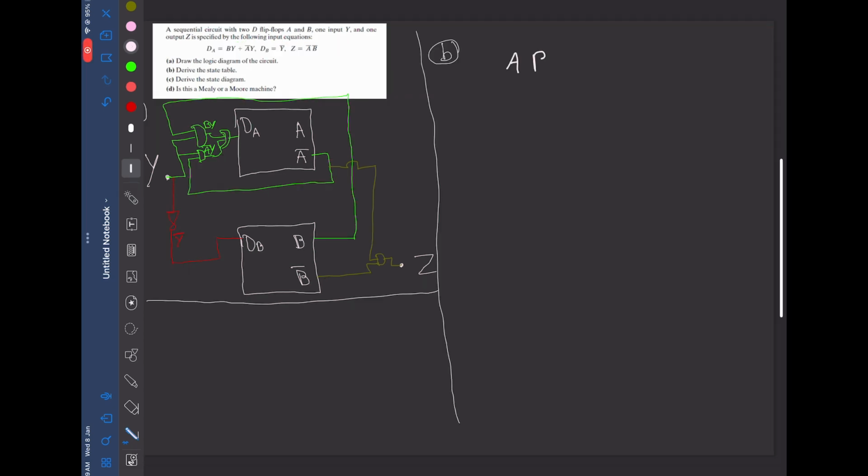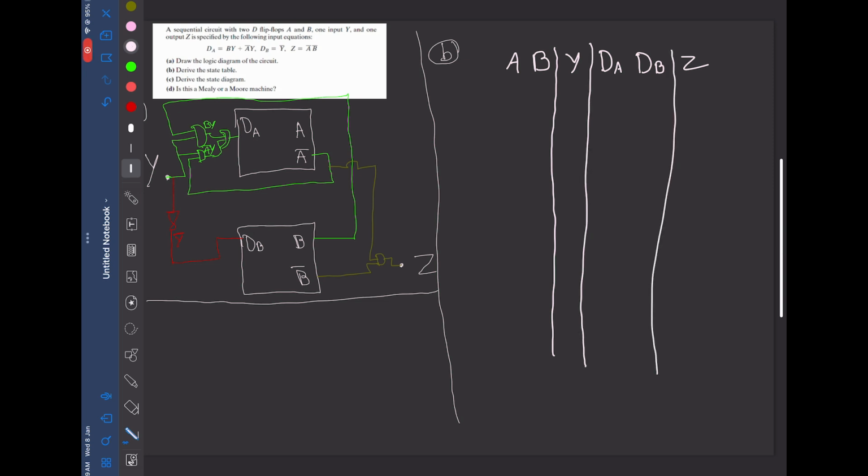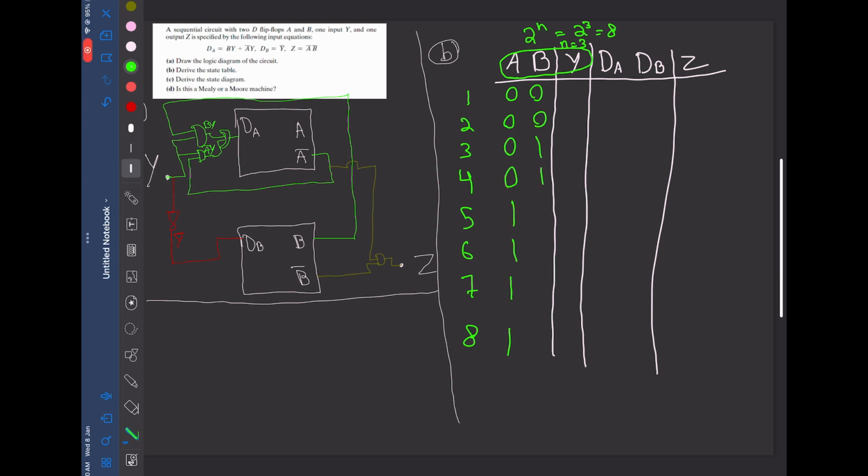Okay, so number B, we draw a state table. We put the A and B, which are the before, and then we put the after, which is DA and DB. We put the Y input and the Z output. Okay, so now we can see the AB and the input Y. We add them all together and we put 2 power n. The addition is 3, so it's 2 power 3, which is equal to 8. That's how we know how many zeros and ones should be in each row. And we divide them accordingly, 50-50.